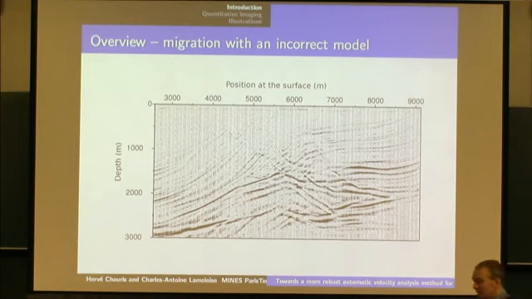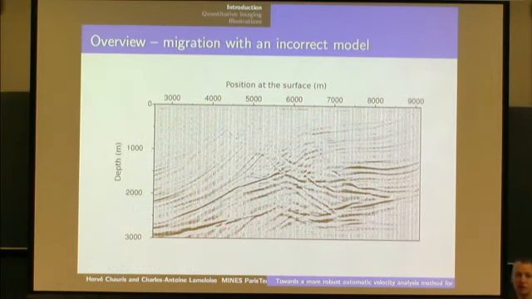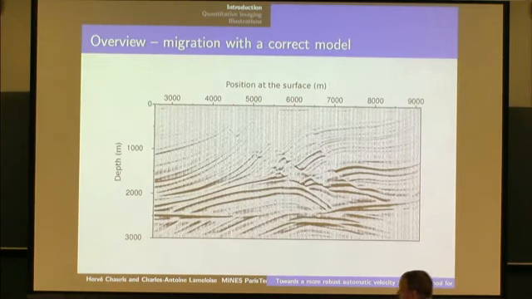In fact, to build that image, we have to know the mean or the long wavelength velocity model. And here I took a non-optimal velocity model. That's why this image is maybe not too bad, but in fact it's a defocused image. If I take the correct velocity model, then I get this kind of image. This is the same input data, but migrated with another velocity model.